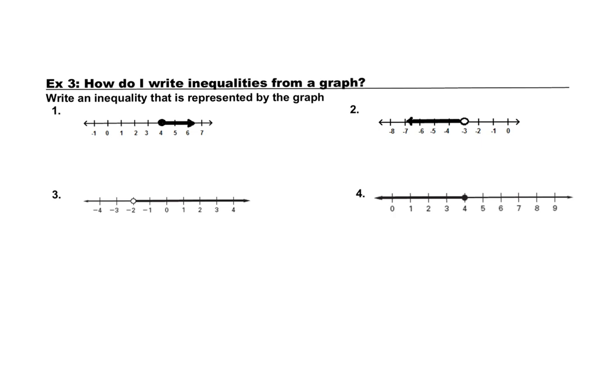So example number 3, how do I write inequalities from the graph? We're going to start with our X, and since it's on the 4 and it's solid, that means that it is greater than or equal to 4. Number 2, we start with our X, and notice how it's open. So that means it cannot include negative 3, but it can be everything that is less than negative 3. Number 3, X is, it's open, so it's just going to be greater than negative 2. And our last one is X is less than or equal to 4, since it is a solid dot.